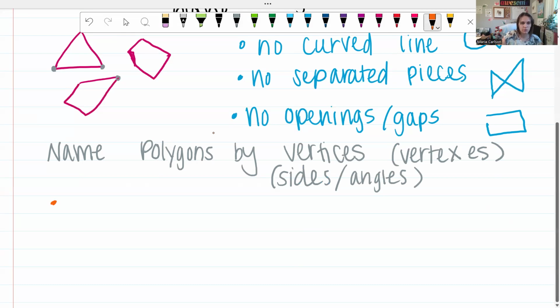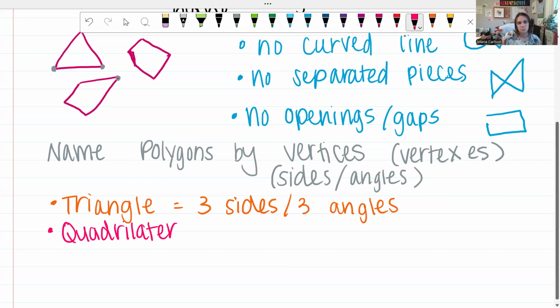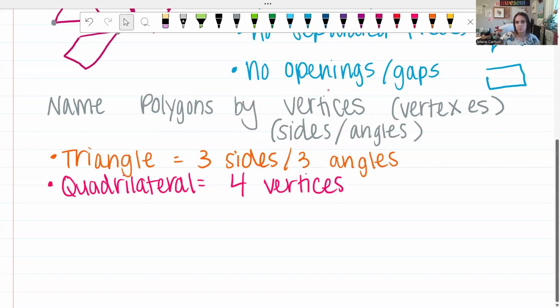All right, so real quick, a triangle has three sides, three angles. A quadrilateral is a polygon that has four sides or four angles or four vertices. So remember, that just means we have four vertices, we have four sides with four angles.